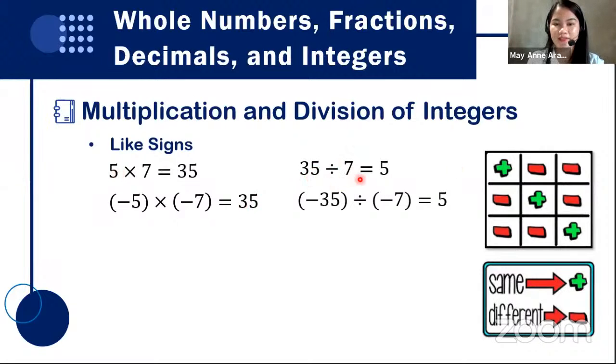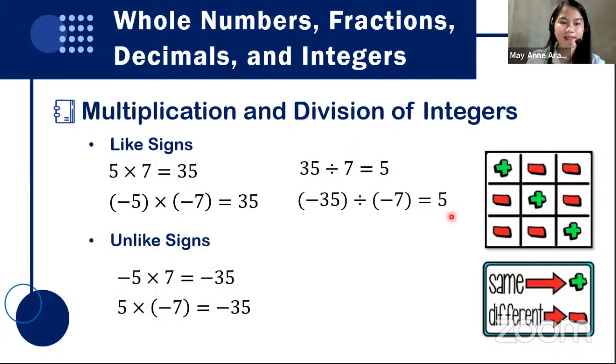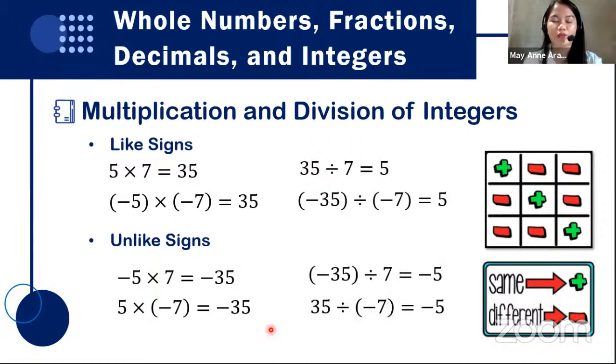So 35 divided by 7 is 5. And negative 35 divided by negative 7 is also 5. For unlike signs, again, different, negative. So negative 5 times 7 is negative 35. Same for 5 times negative 7, which is also negative 35. And for division, negative 35 divided by 7 is negative 5. Also 35 divided by negative 7 is negative 5. So basta yun, you should remember: like signs, positive; unlike signs, negative.